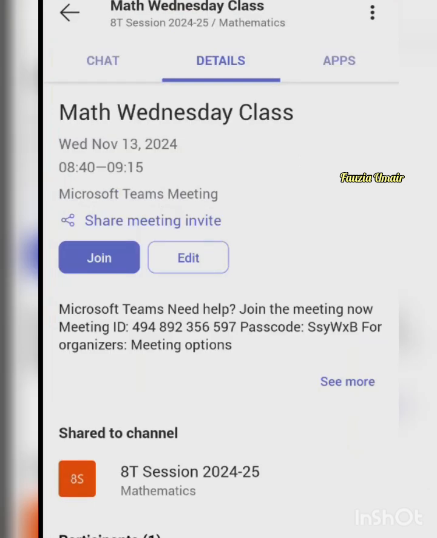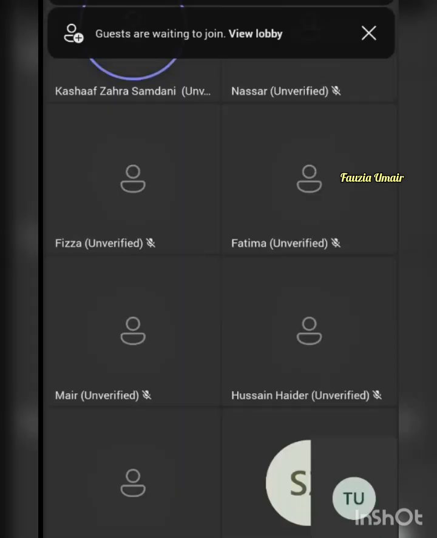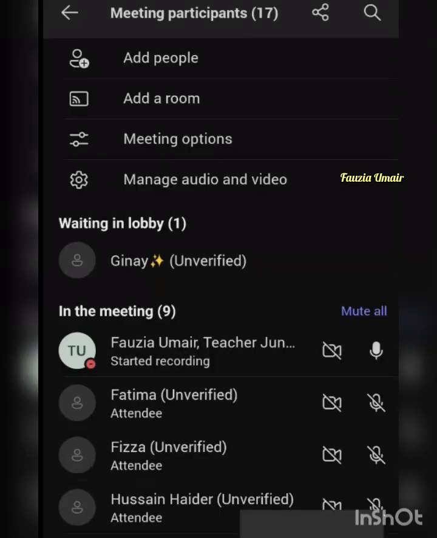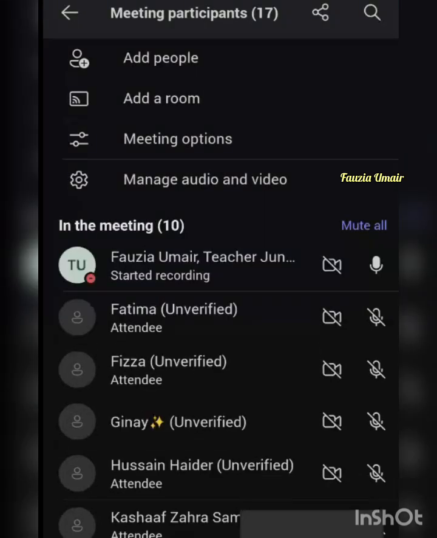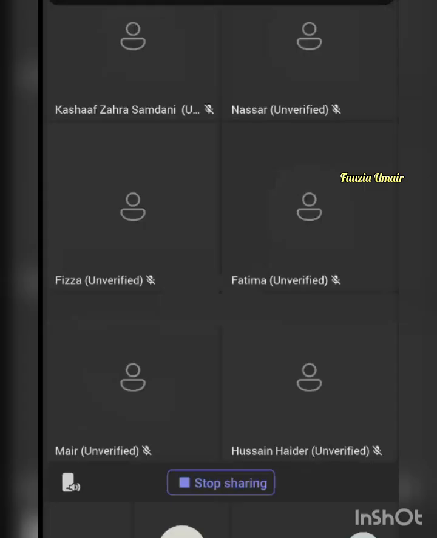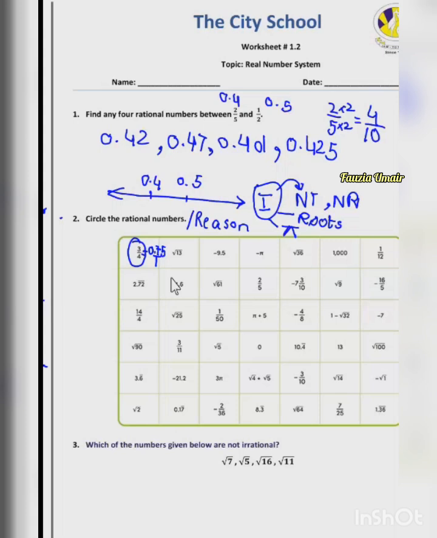Ma'am, will we complete this worksheet right now in the notebook or later on? Dear, you can do it later on. I will share this worksheet in the class group. So you can do it later on because right now the time is very short. I will share this solved worksheet also so that you can remember what we have discussed in the class.